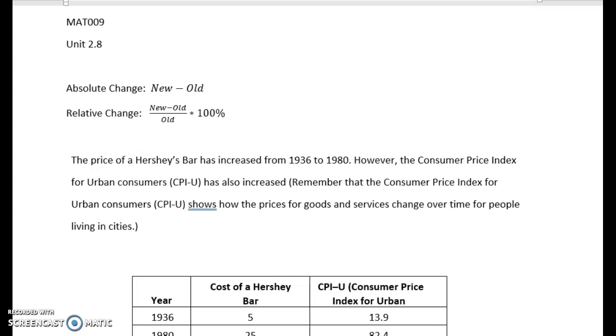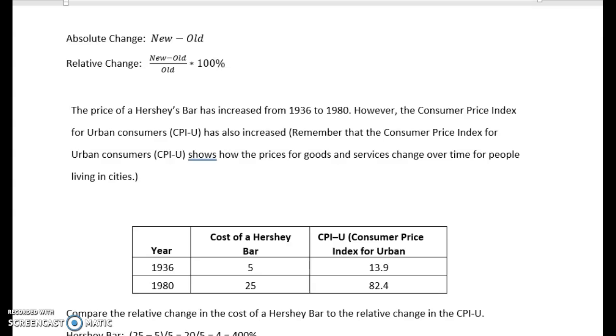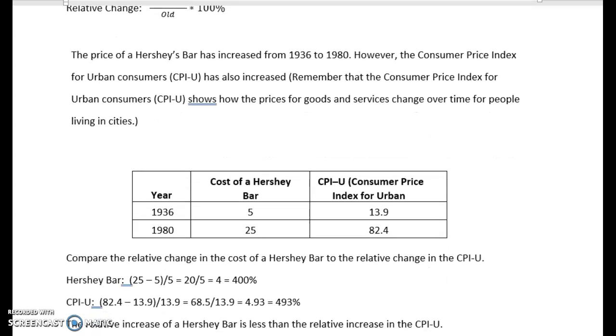And to help you prepare for the assessment, I gave you an example that you see on your screen. So it reads, the price of a Hershey's bar has increased from 1936 to 1980. However, the Consumer Price Index for Urban Consumers, or CPIU, has also increased. Remember that the CPIU shows how the prices for goods and services change over time for people living in cities.